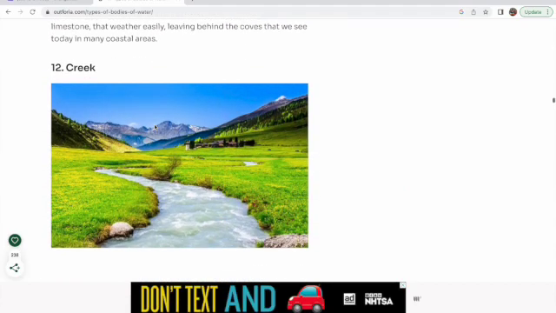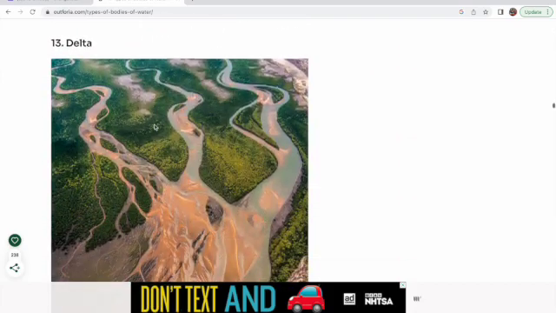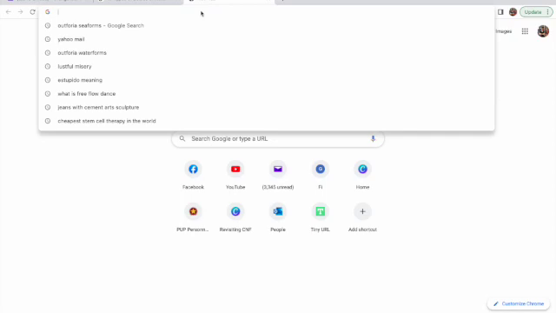Creek. This is in Switzerland. So fantastic. A delta. This is a river delta. If you want to take a look at the Angalacan River in the Philippines in Northern Luzon, we refer to it as Agno River Delta.